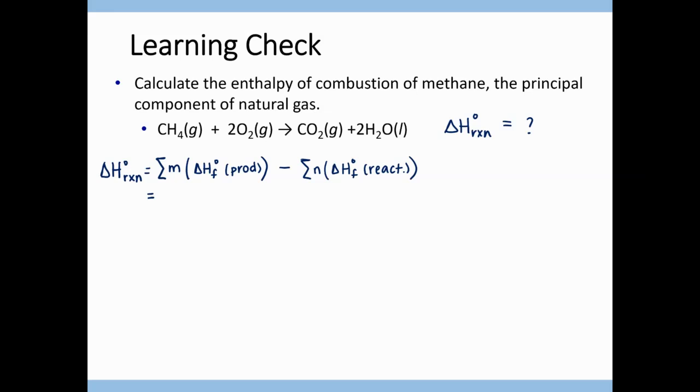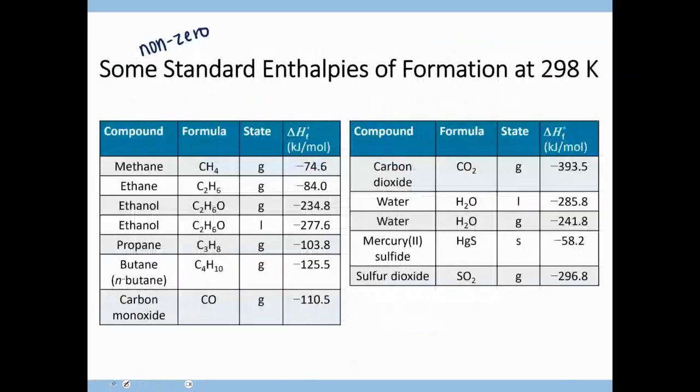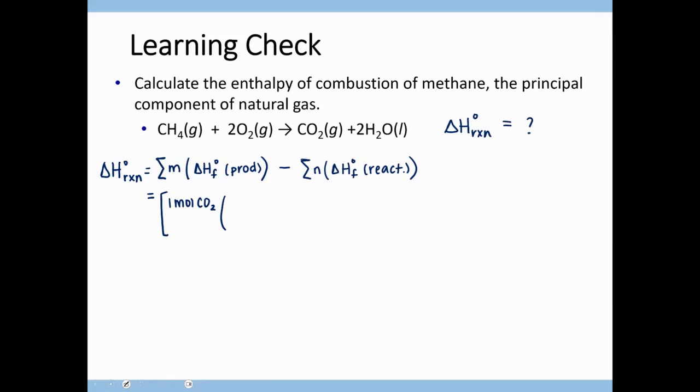So we'll start with carbon dioxide. We have 1 mole of carbon dioxide, and we multiply by the standard enthalpy of formation of carbon dioxide. We can go back to our table. Standard enthalpy of formation of carbon dioxide is negative 393.5 kilojoules per mole. So it's in that table. That's the value that we'll use. So that's one product, and then we add the same thing for water.